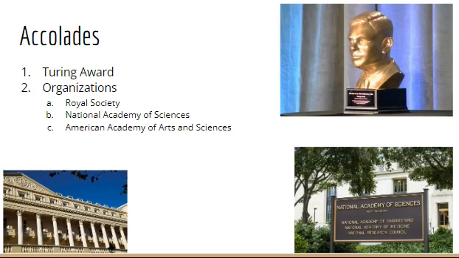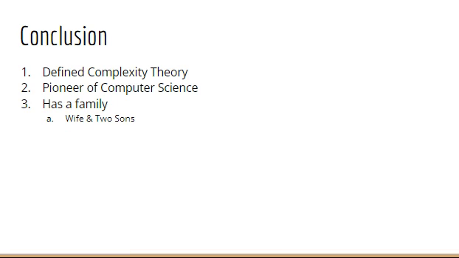So, in summary, Stephen Cook made seminal contributions in defining complexity theory and formulating the P versus NP problem, solidifying his legacy as a pioneering computer scientist. The importance of his work continues to be recognized today through accolades and prizes.